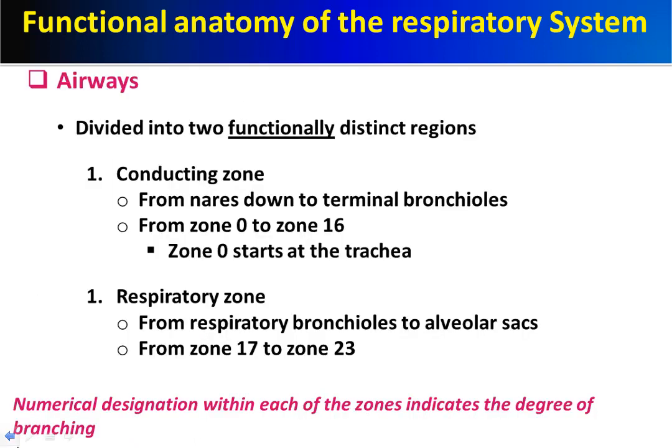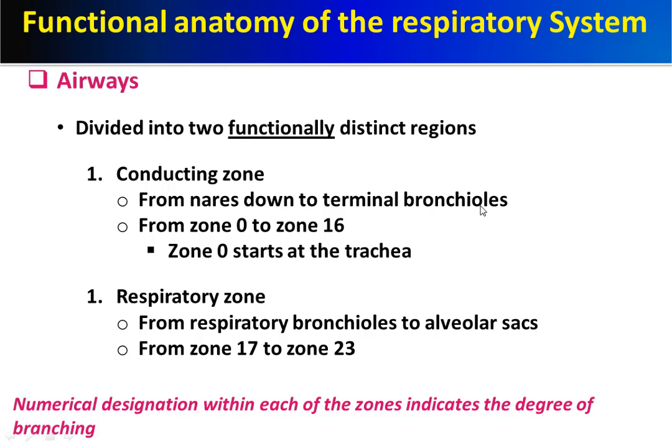So now we're finished with the description of the thoracic cage, the muscles of breathing, the lungs, and the pleural sacs, and now let's move on and describe the airways very quickly. Functionally, the airways or air passages are divided into two zones. One zone is known as the conducting zone, and the other is known as the respiratory zone. The conducting zone extends from the opening of the nose down to the terminal bronchioles.